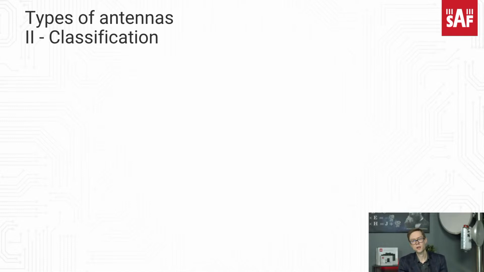So how can we classify them in order to better understand the differences, the similarities, and to compare different parameters and different applications of each? Actually, antennas can be classified in different ways.